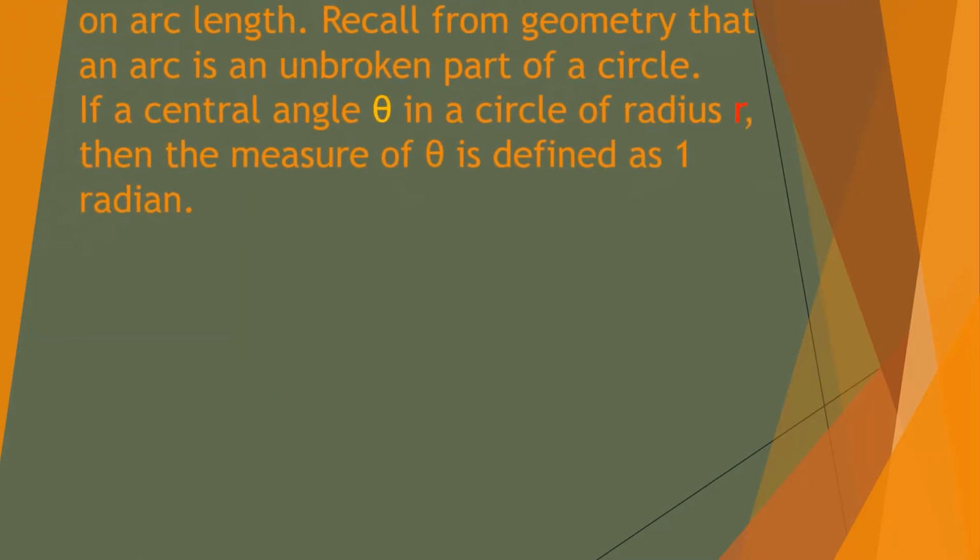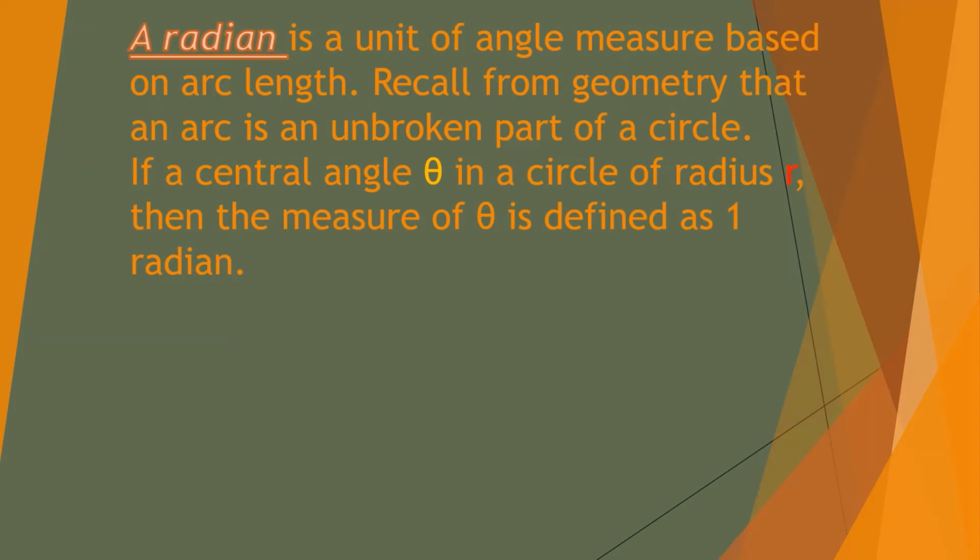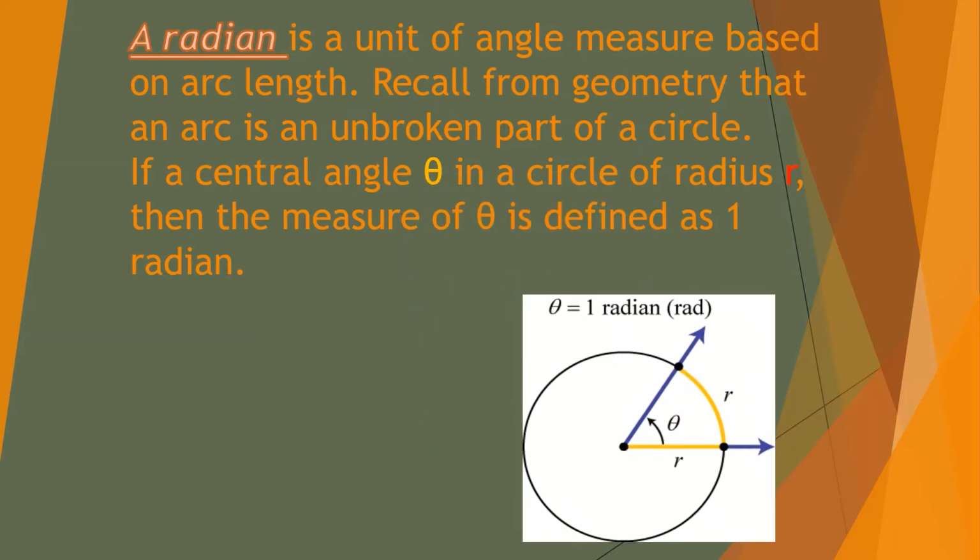What is a radian measure of an angle? A radian is a unit of angle measure based on an arc length. Recall from geometry that an arc is an unbroken part of a circle. If the central angle theta is in a circle of radius r, then the measure of theta is defined as 1 radian. Look at these figures.